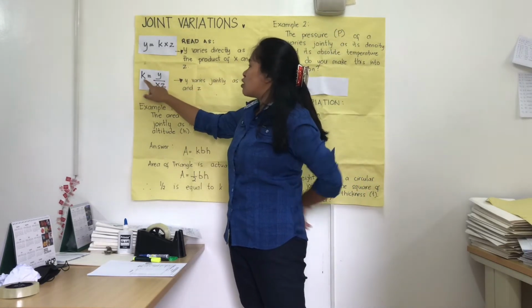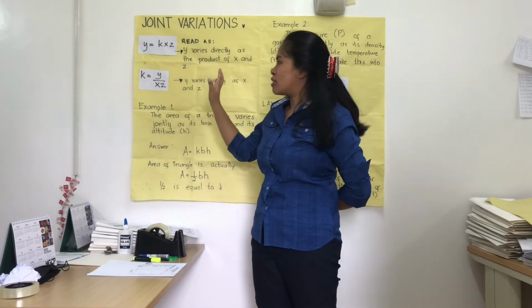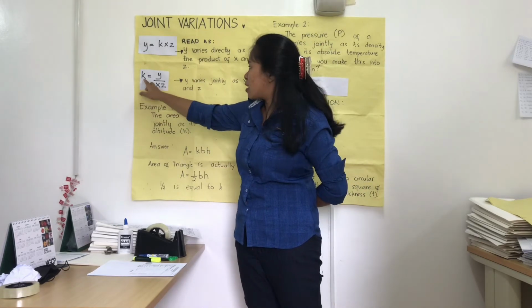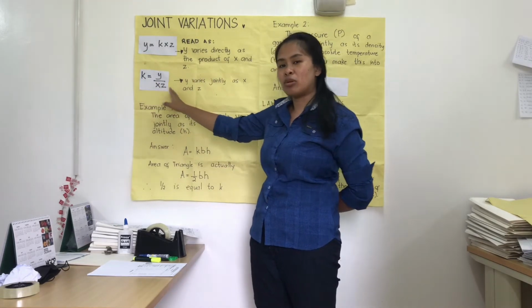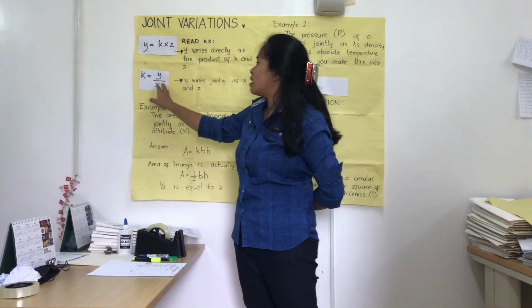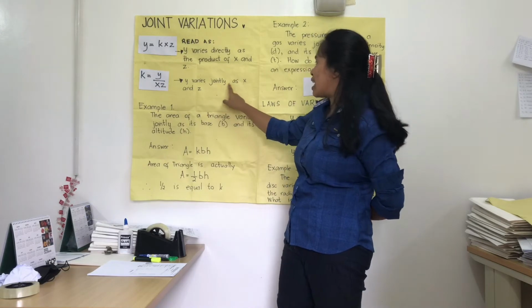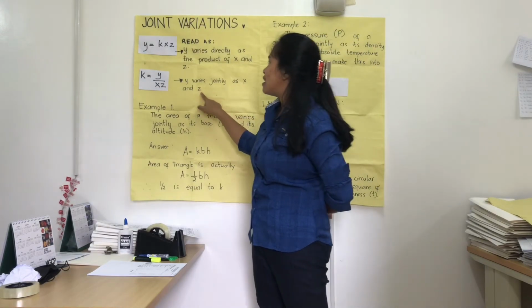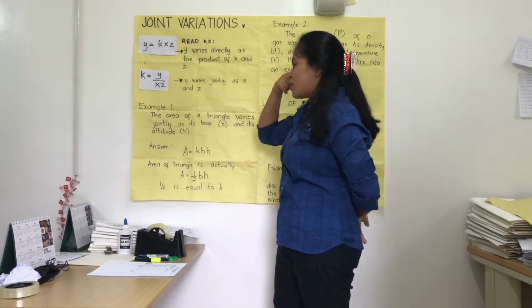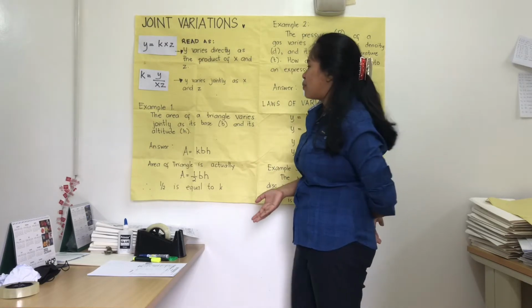Very good. So, we now put the constant k to the other side of the equation and all the variables on this side. And we can read this equation as y varies jointly as x and z, right? So, let's move on to an example.